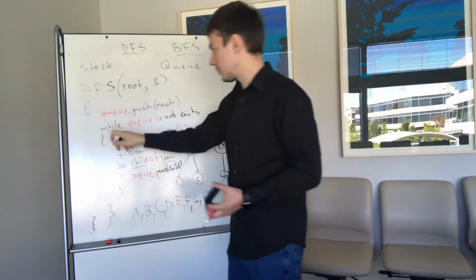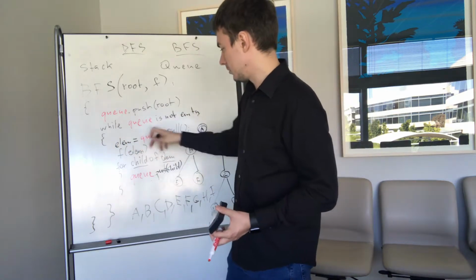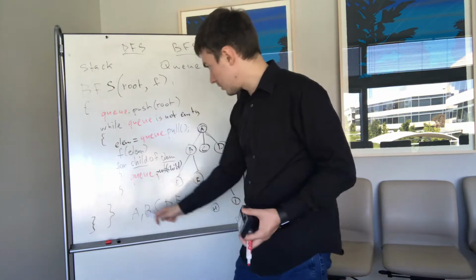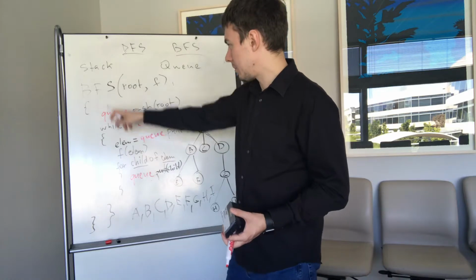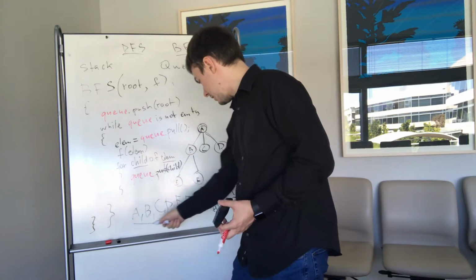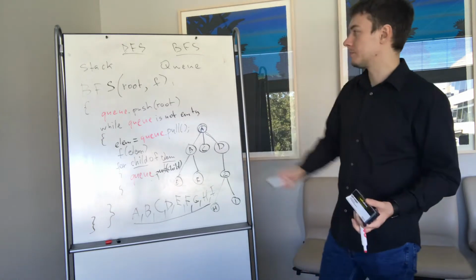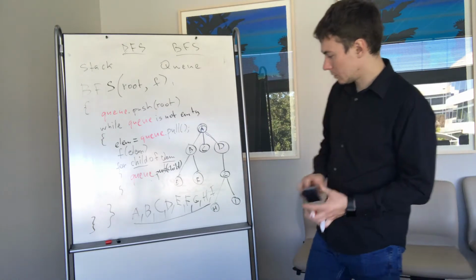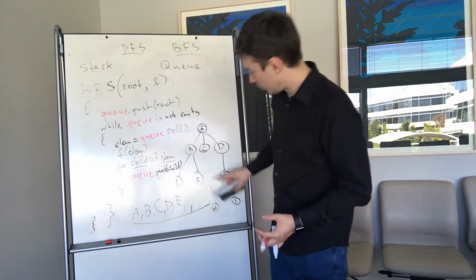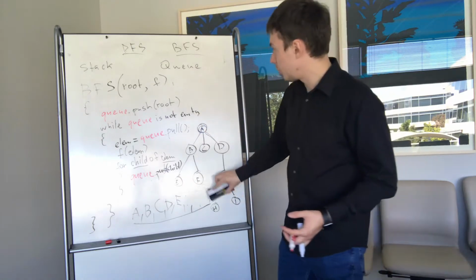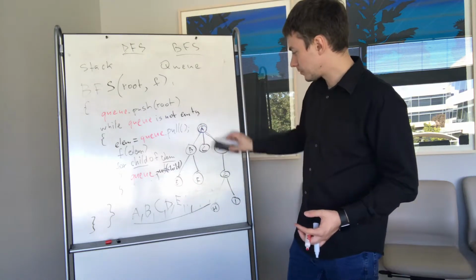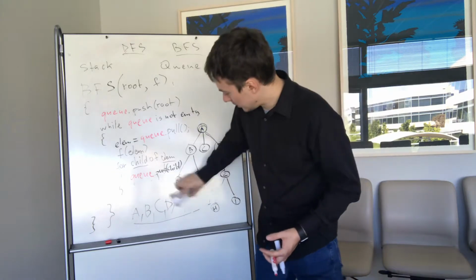And we exit this cycle, and BFS stops working. So this is the result of this function for this tree. Okay, so we printed all the letters with BFS algorithm in alphabetical order.